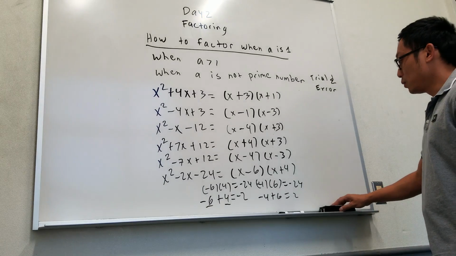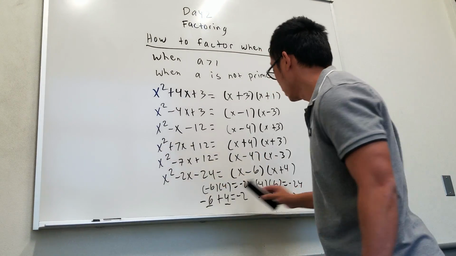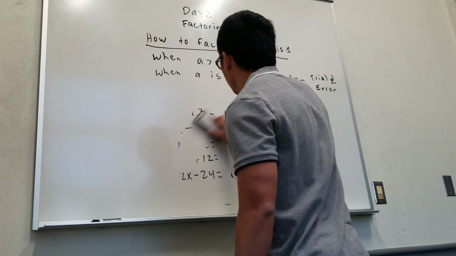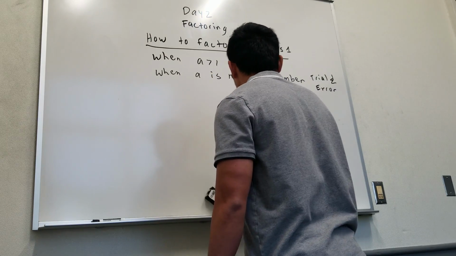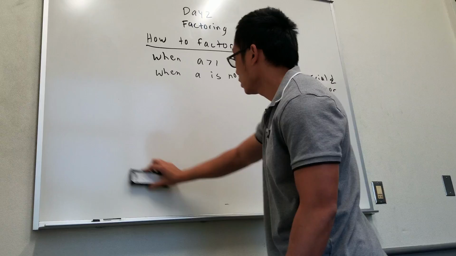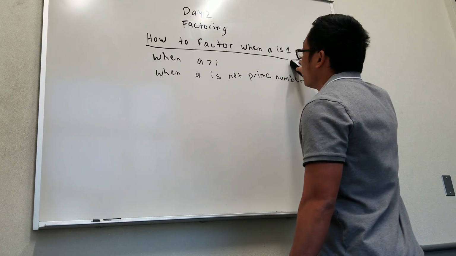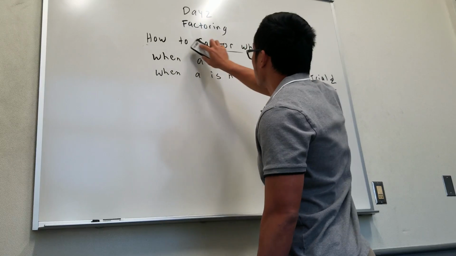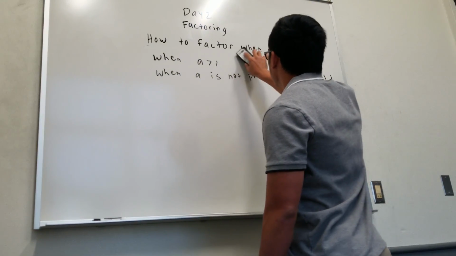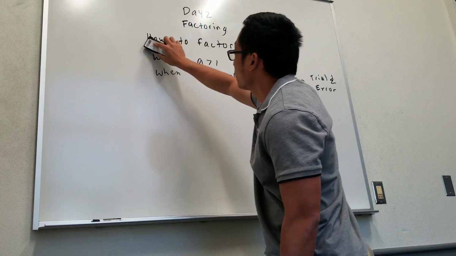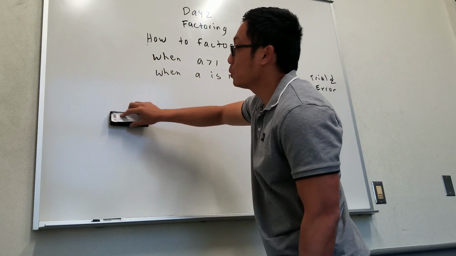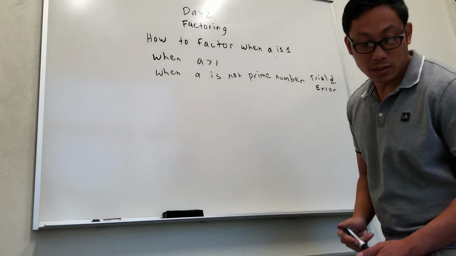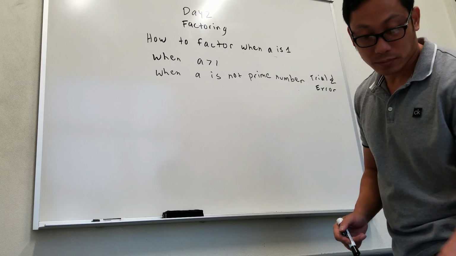Okay, moving on. Okay, so we went over how to factor when a is 1. Just keep in mind, remember the signs. Positive, positive, they're both positive. Negative, positive, they're both negative. Negative and negative, they're negative and positive. So keep that in mind.